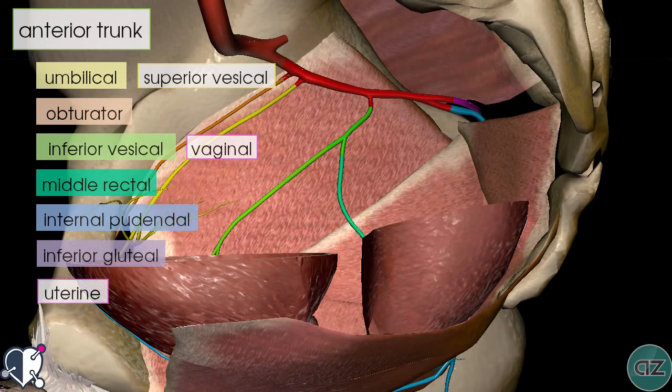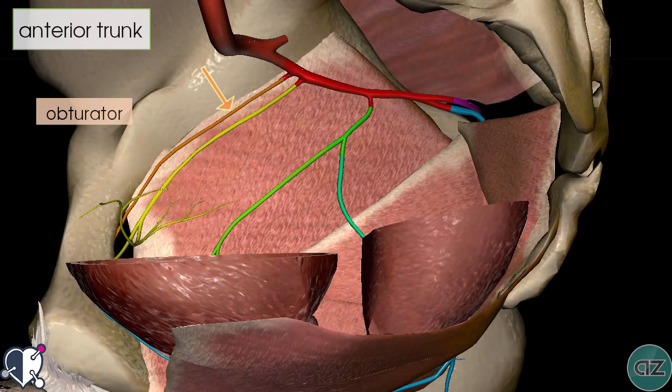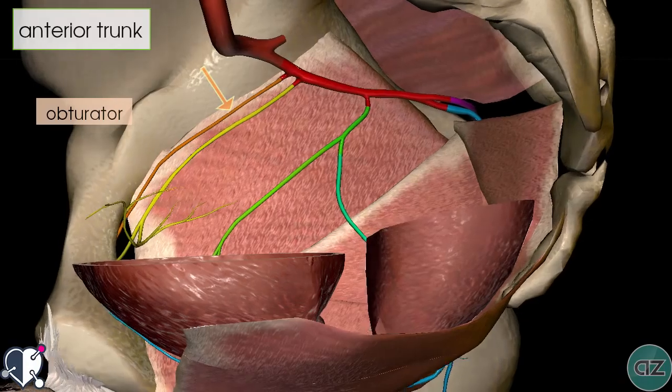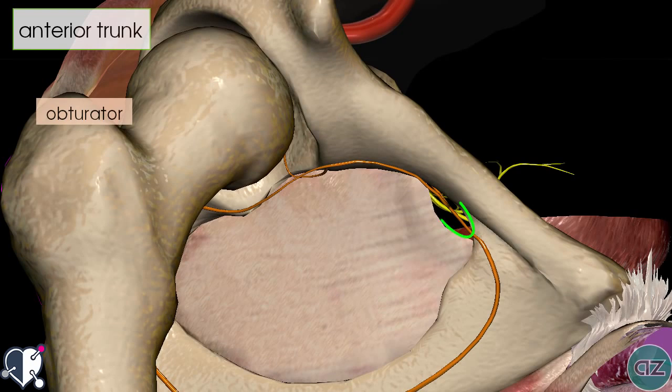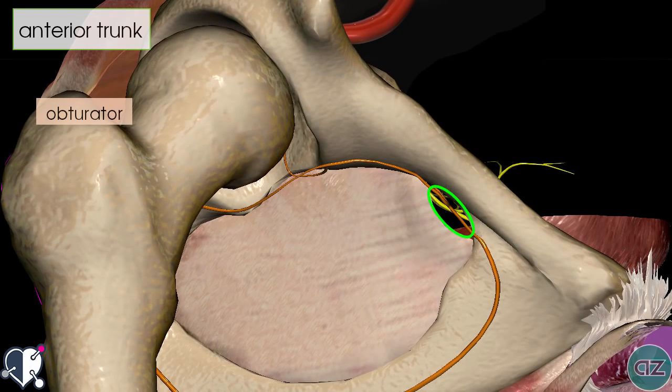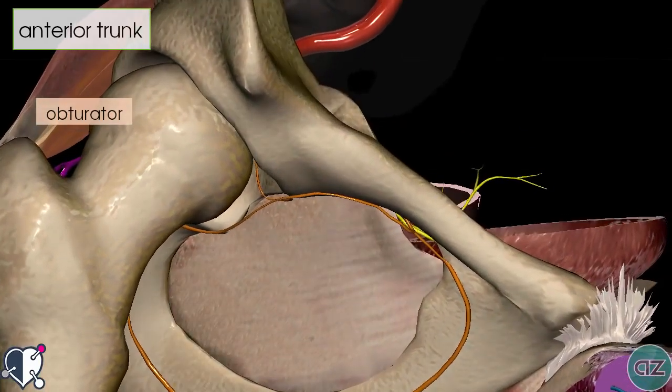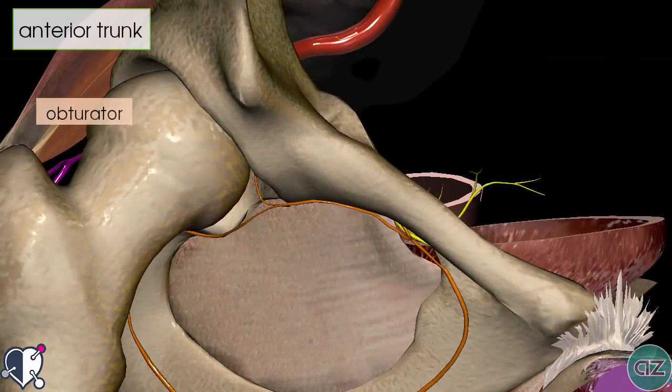Starting with the first branch that we can see on this model in orange is the obturator artery, and you can see that it runs around the upper part of the obturator internus muscle on the lateral pelvic wall, and it runs around the obturator foramen, and it exits via the obturator canal. From this view you can actually see how the obturator artery divides into anterior and posterior trunks.